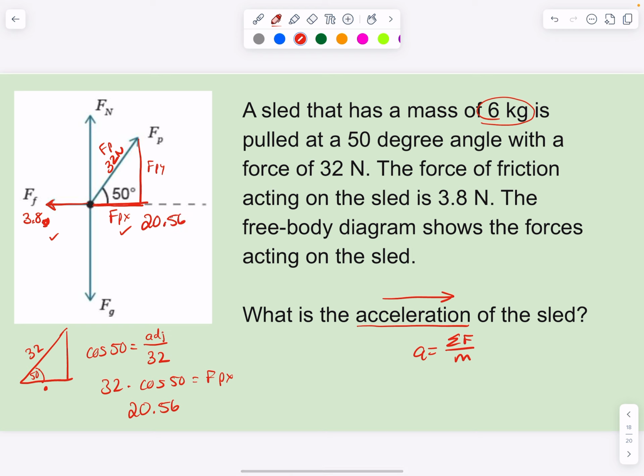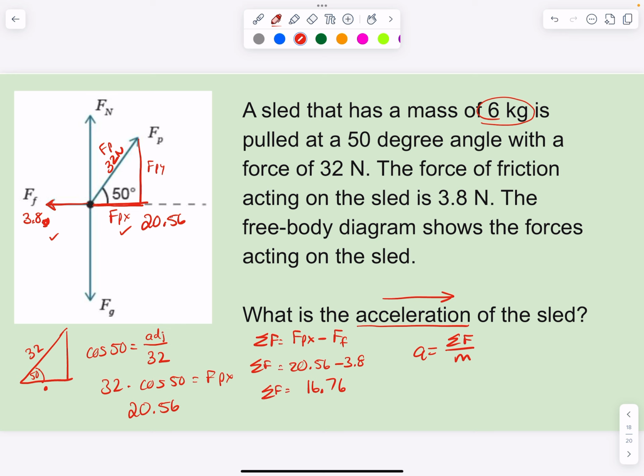So my net force is going to be FPx minus the force of friction. So 20.56 minus 3.8 is going to be equal to 16.76.